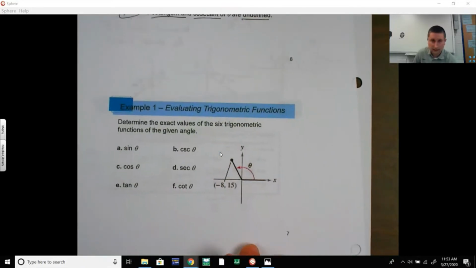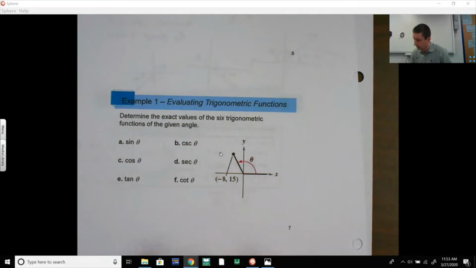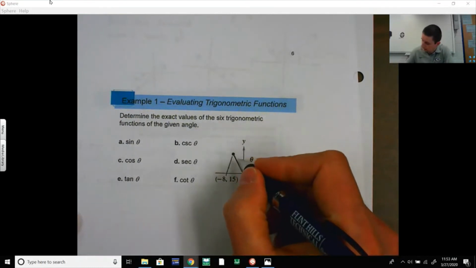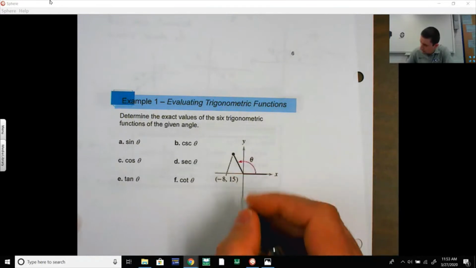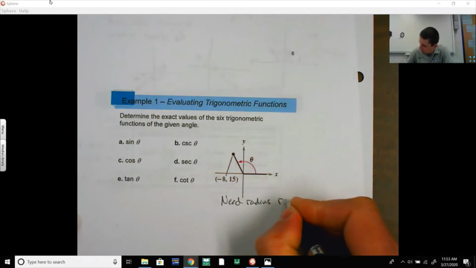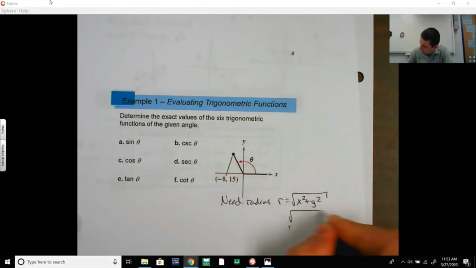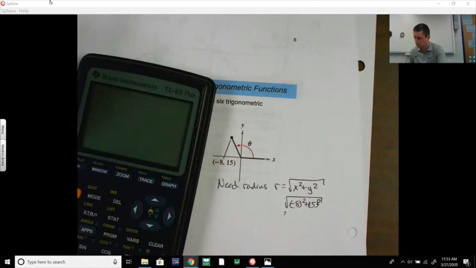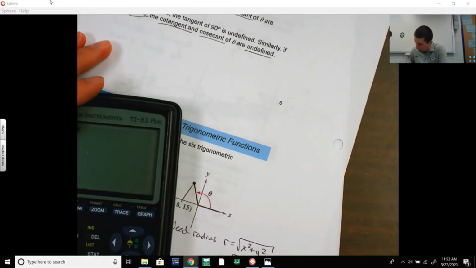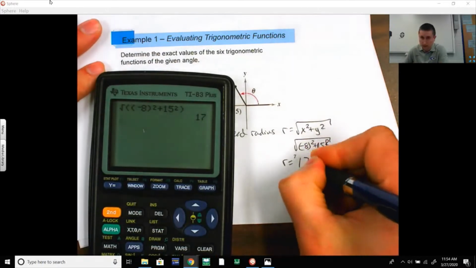Okay, so determine the exact values of the 6 trigonometric functions of the given angle. So you have a point on your angle of -8, 15. What you need is your radius. So r equals the square root of x squared plus y squared. That's the formula from the other side. That's the square root of -8 squared plus 15 squared. That is 17. So r equals 17.